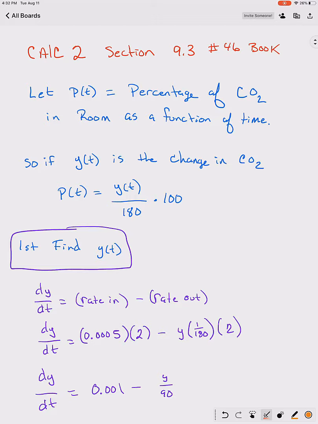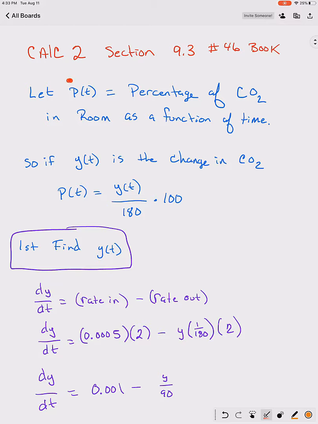So again, if you're working on this on WebAssign, the numbers you have might be slightly different, but it follows the same pattern. The question says there's a room that has a volume of 180 meters cubed that contains 2% carbon dioxide when we start. Then fresh air is being pumped in at 0.05% carbon dioxide at a rate of 2 meters cubed per minute. The air gets well mixed and then gets pushed out of the room at that same rate of 2 meters cubed per minute. We're asked to find the percentage of carbon dioxide in the room as a function of time in minutes.